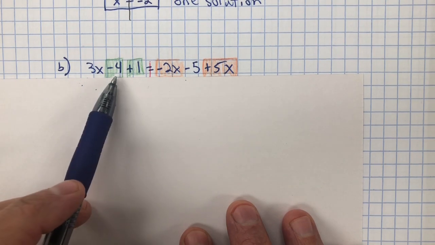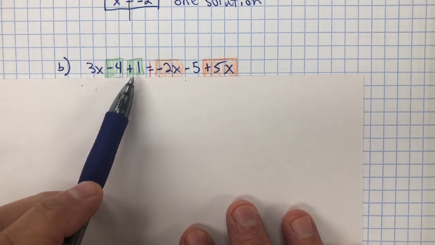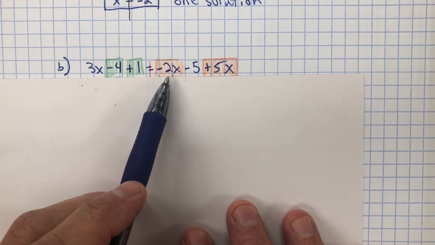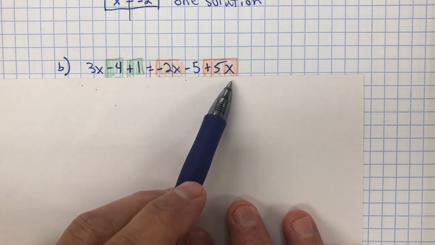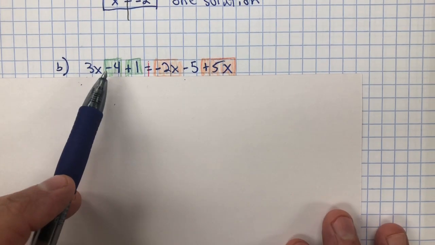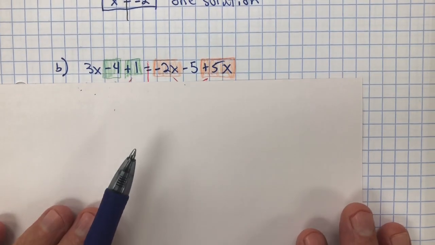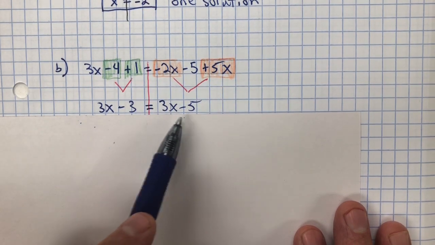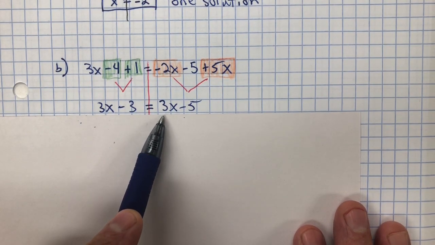In problem B, before we solve, we need to combine like terms. We have these two integers that we can combine, and then we have negative 2x and positive 5x. So negative 4 plus 1 is negative 3. Negative 2x plus 5x is positive 3x.